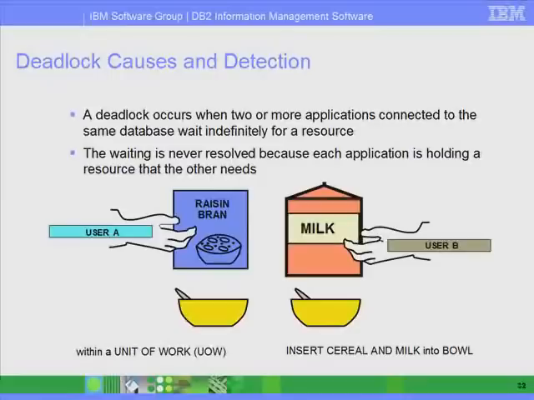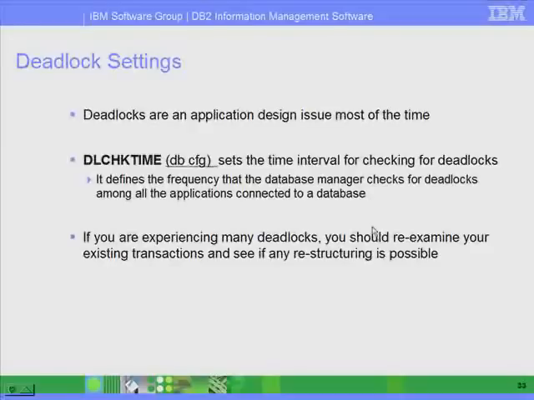Normally deadlocks are situations that happen due to bad application design. That's why we're covering this section in the application part of these e-learning courses, because deadlocks and these types of locking problems are normally caused by bad application design. A deadlock can be explained with this example where user A is holding the raisin bran, the cereal, and user B is holding the milk. User A will not release the raisin bran until he or she gets the milk, while user B will not release the milk until he or she gets the raisin bran. So that's why we have a deadlock in this situation.